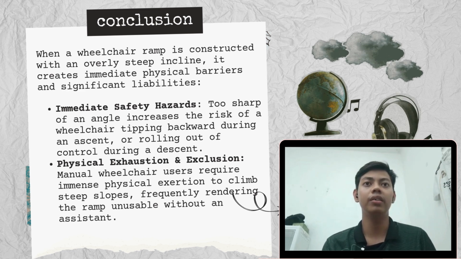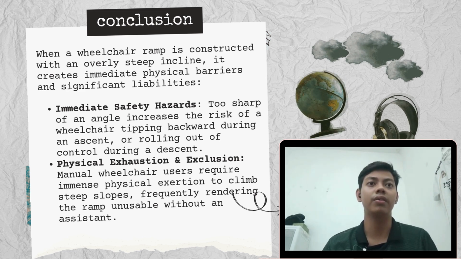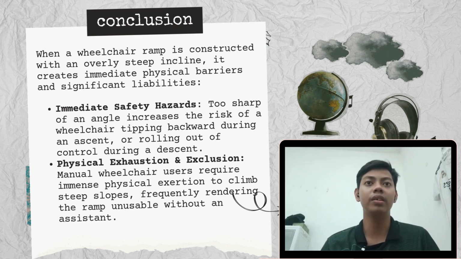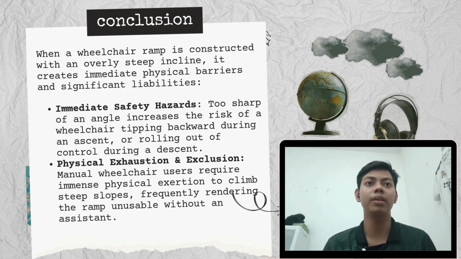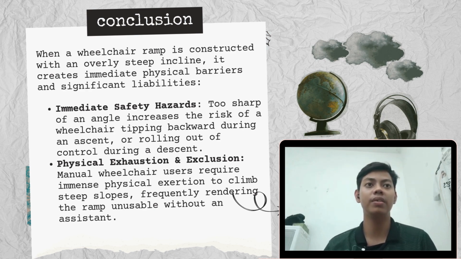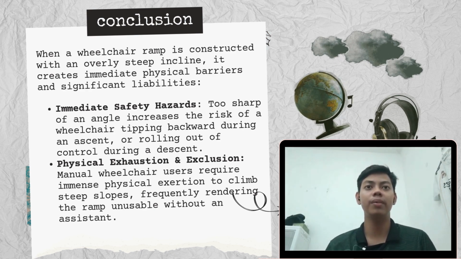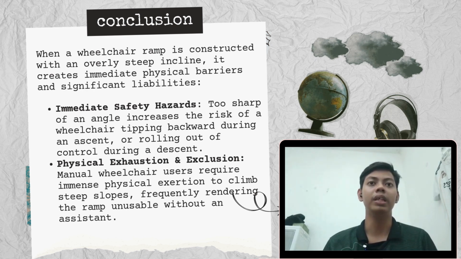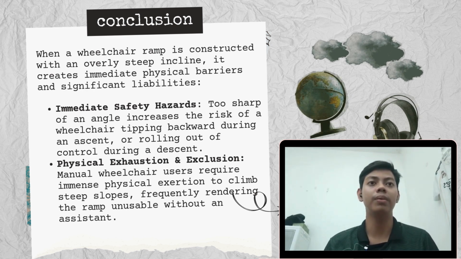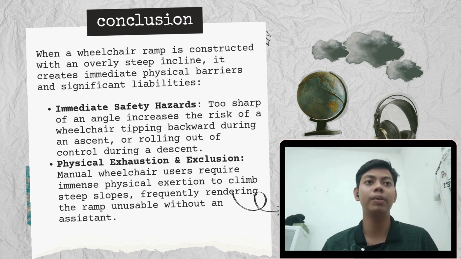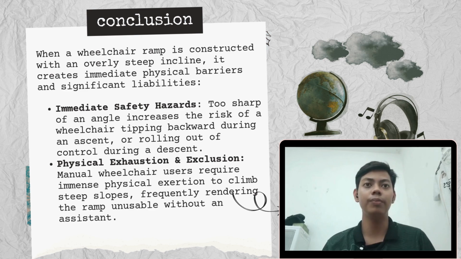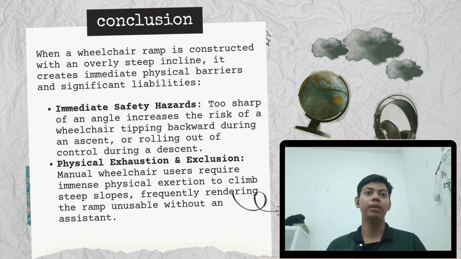Second, it leads to physical exhaustion and exclusion. Manual wheelchair users require immense physical exertion to climb steep slopes. This extreme physical demand frequently renders the ramp completely unusable without assistance. Ultimately, constructing a ramp with a steep incline fails the very people it is built to help, replacing independence with physical barriers and safety risks.